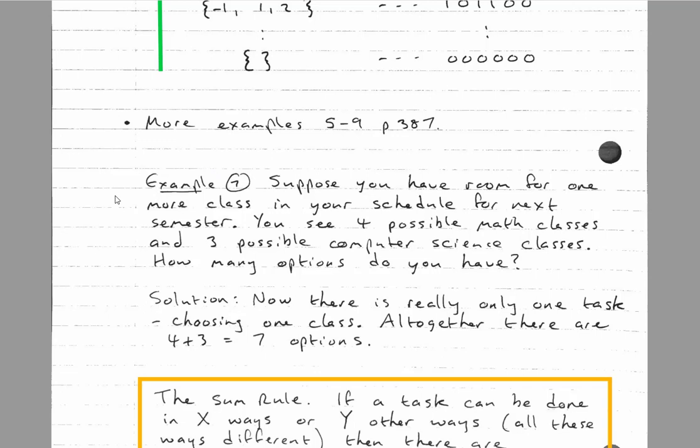All right, let's see what else can happen. Example 7. Suppose you have room for one more class in your schedule for next semester. You see 4 possible math classes and 3 possible computer science classes. How many options do you have?